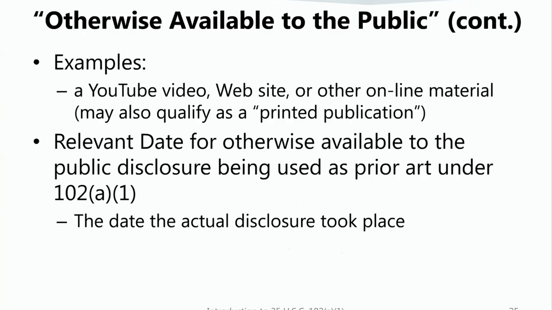YouTube videos, websites, or other online material may also be construed as being in the otherwise available to the public category, even though they may also fall within the printed publication category. It's not critical that you pick the right category for some document or disclosure. You just need to be sure that it falls within one of the categories we discussed. For this category, the date that is used to compare with the effective filing date of the claimed invention is the date that it was made available to the public.